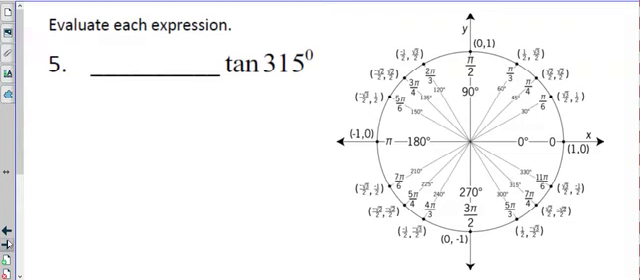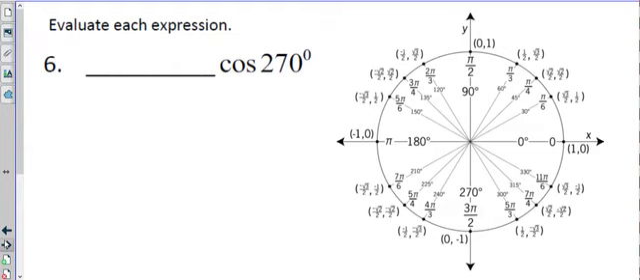Number 5, tangent of 315. So this one, tangents are always a little bit more work. Find 315 degrees. It's right here. Here's your x, here's your y. Tangent is y over x. So negative square root of 2 over 2 divided by positive square root of 2 over 2. Those are the exact same thing, except the top is negative and the bottom is positive. Anytime you divide something by itself, you get 1. So 7 divided by 7 is 1. 9 divided by 9 is 1. Negative 9 divided by 9 would be negative 1. So in this case, those canceled out, and you're left with negative 1.